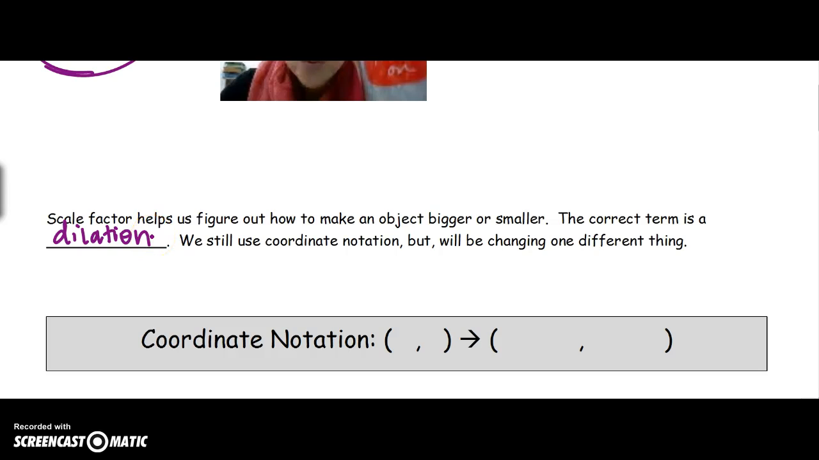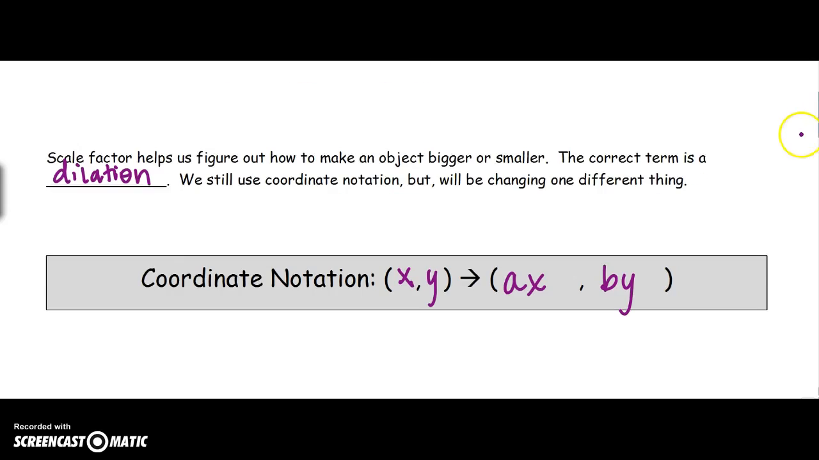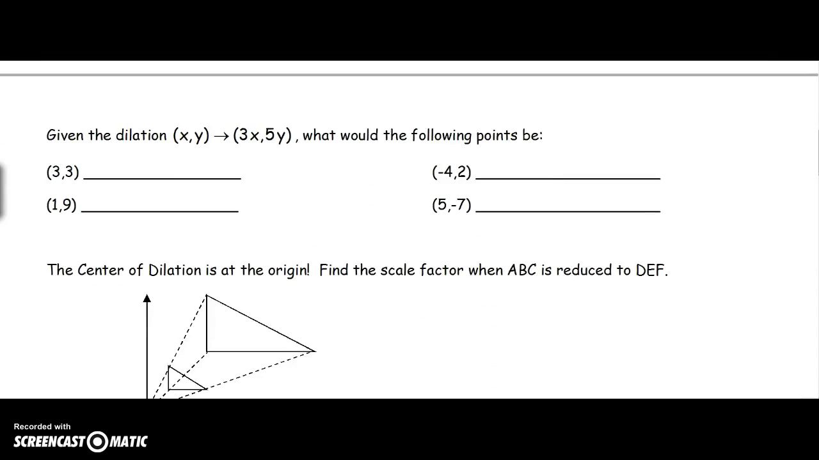We are still going to use coordinate notation, but we're going to change one thing. We talked about coordinate notation when we had an ordered pair. We would add or subtract when we had a translation, and that would move it left, right, up, or down. When we have a dilation, we need to make it bigger or smaller. Therefore, we're going to multiply our numbers by something to make it bigger or smaller. So let's try some examples.